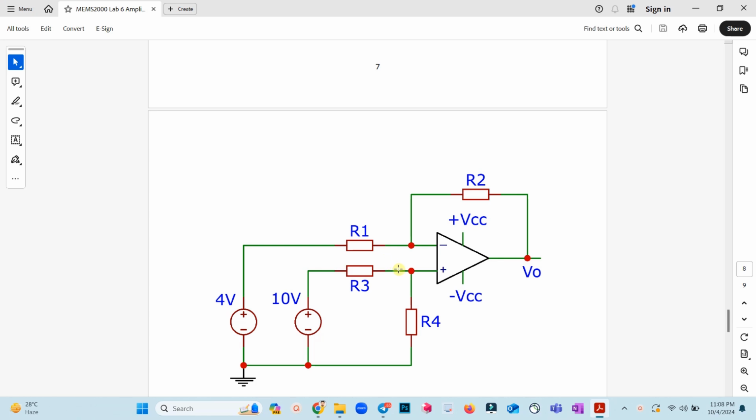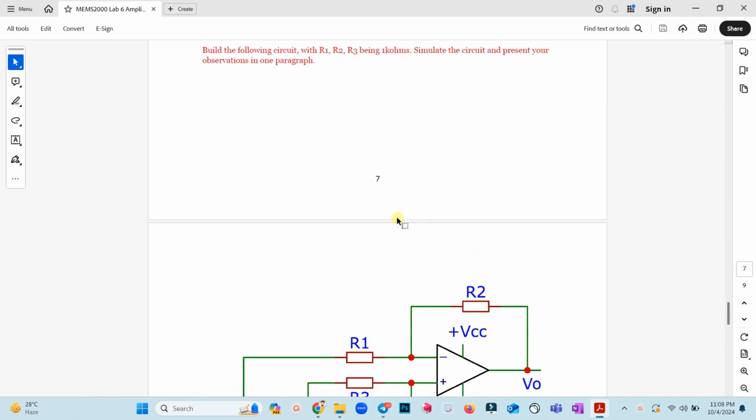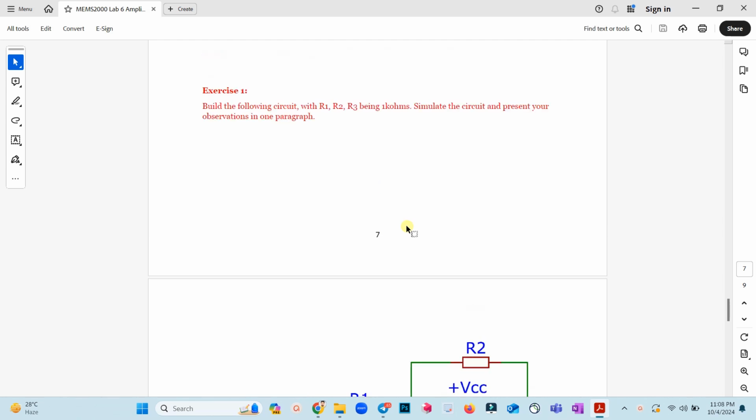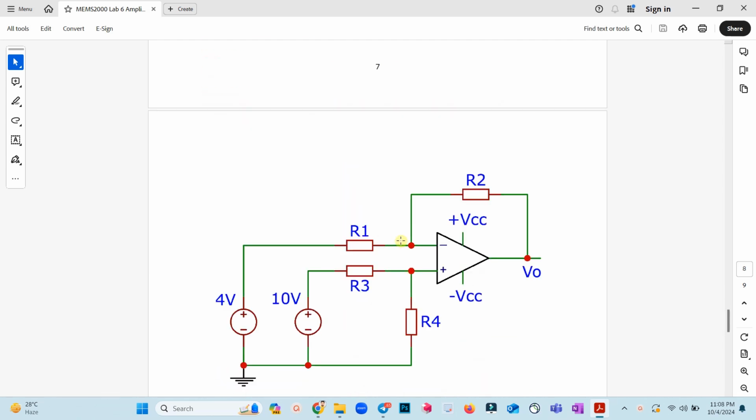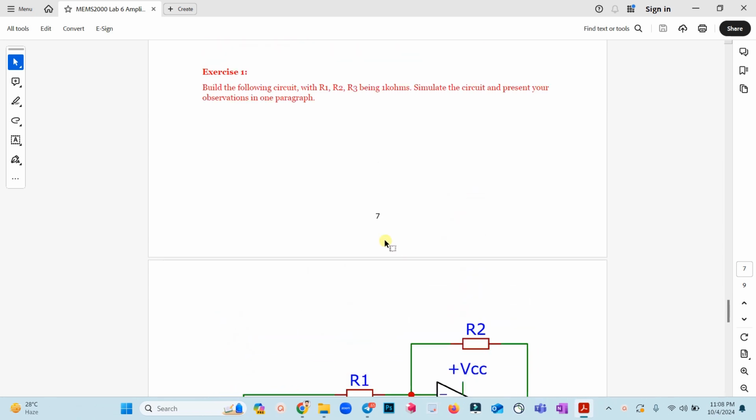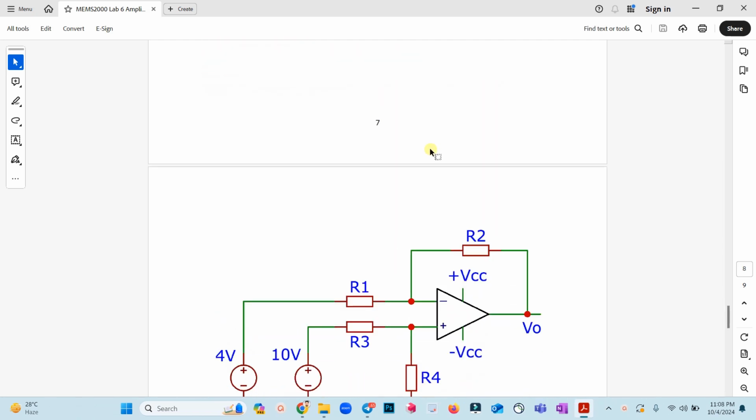Hello everyone. So in week 6 we designed amplifier circuits. In that lab procedure we had two exercises. The first one was building the following circuit, right? And the detail is given that all the resistors should be selected as 1 kilo ohm.